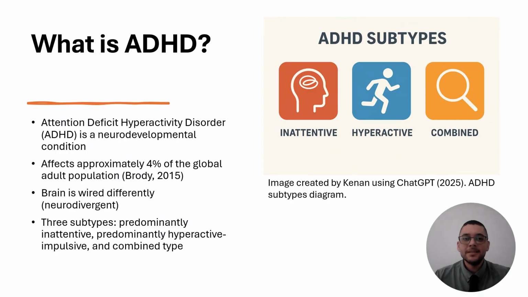ADHD stands for Attention Deficit Hyperactivity Disorder. It's a neurodevelopmental condition affecting about 4% of adults globally. People with ADHD have brains that are wired differently. They're neurodivergent. There are three main subtypes: predominantly inattentive, formerly called ADD, predominantly hyperactive impulsive, and combined type. The inattentive type involves difficulty focusing and paying attention. The hyperactive impulsive type involves physical restlessness and impulsive decisions, while the combined type includes symptoms from both categories.